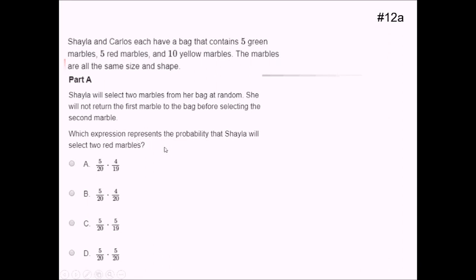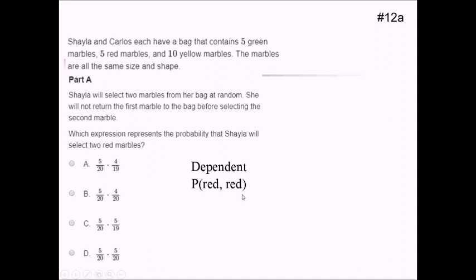So the key here is recognizing since we have 2 events going on, these events are dependent on each other because whatever Shayla picks the first time around is going to impact her chances for what she'll get the second time around, since she is not putting the marble back. So we would say these are dependent events. The second event is dependent on the outcome of the first one. So we want to find the probability of a red marble followed by another red marble.